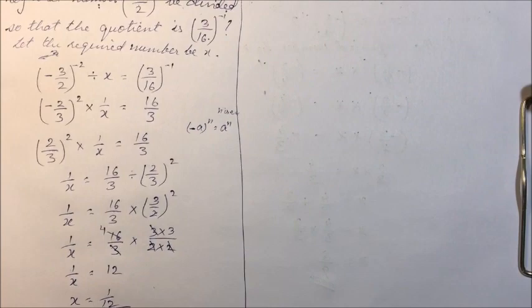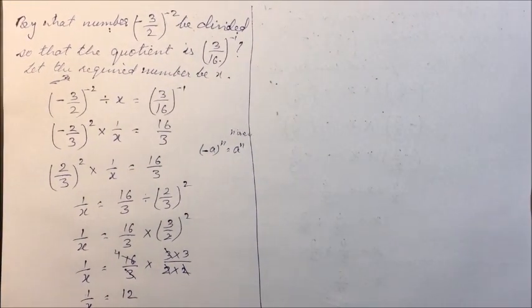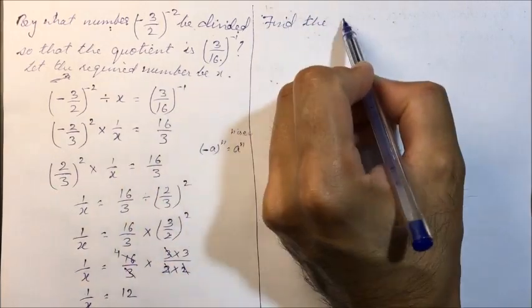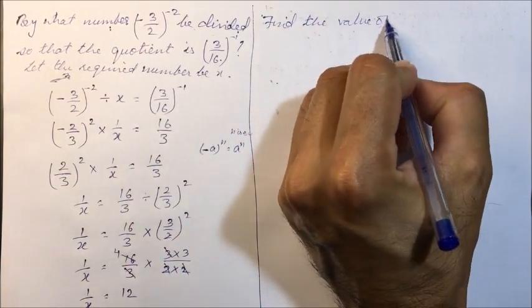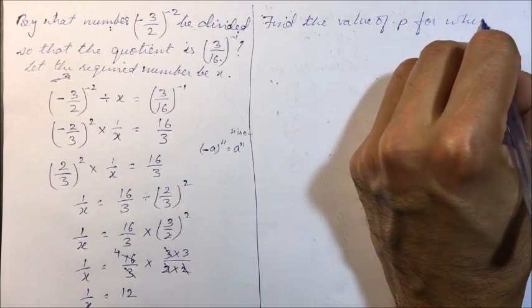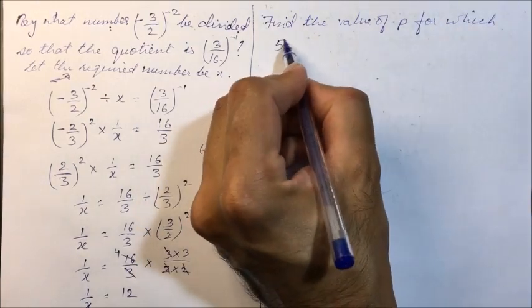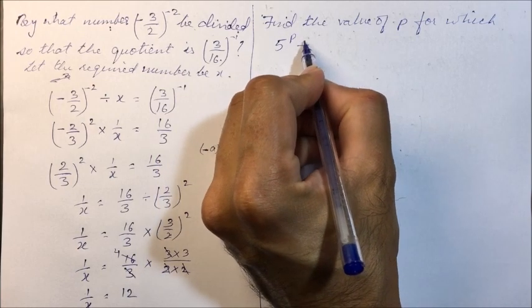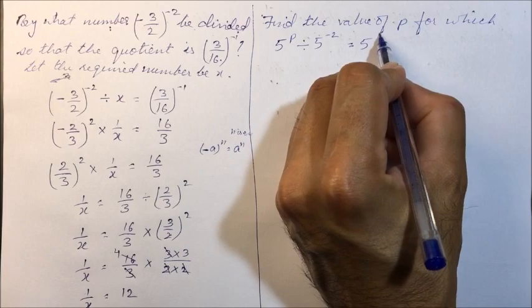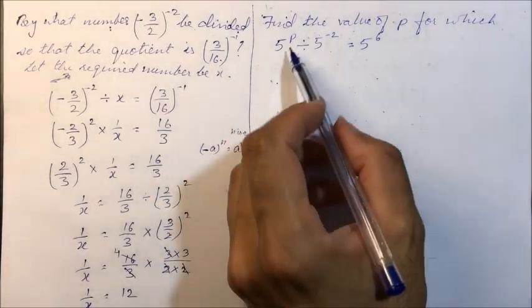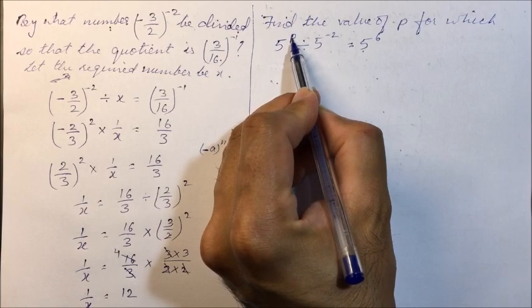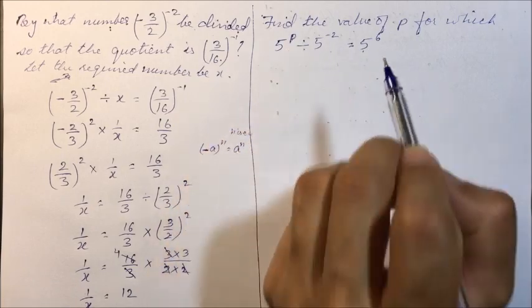Now next one. We have to find the value of p for which 5^p divided by 5^(-2) equals 5^6. So this expression is given and you have to find the value of p. What is the value of p?